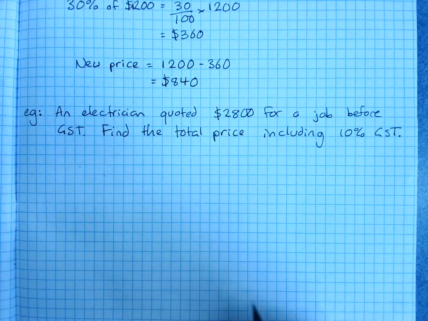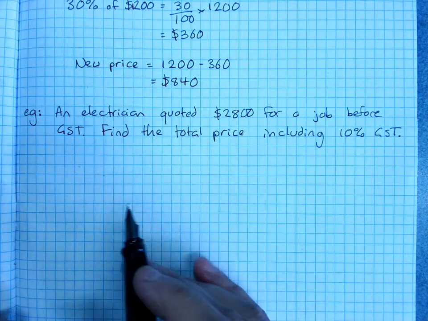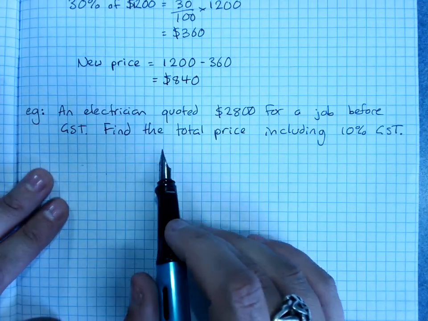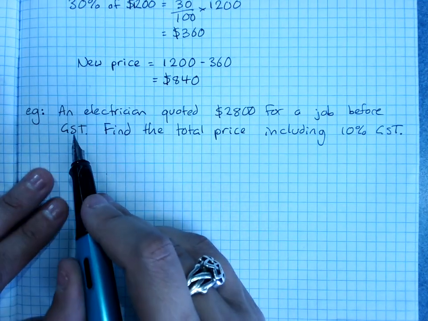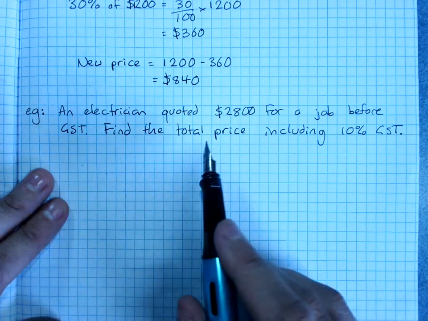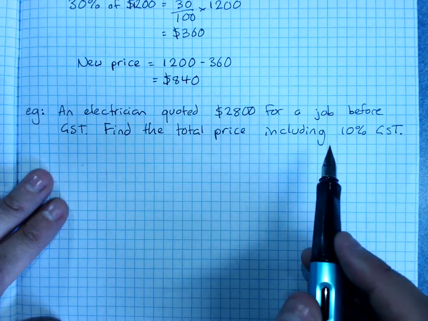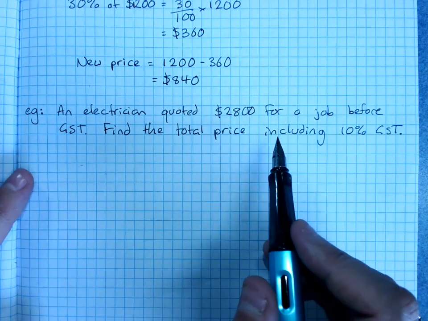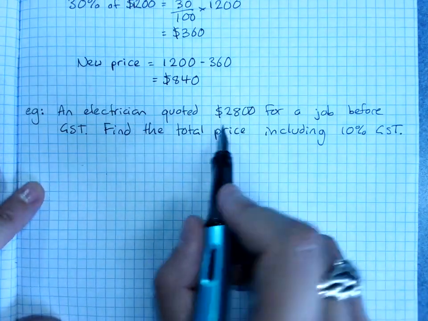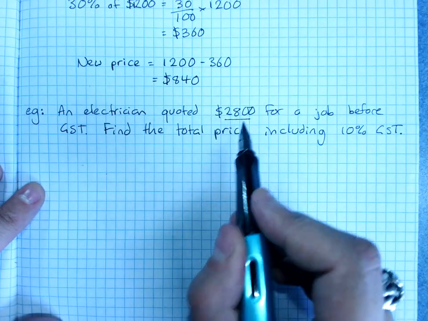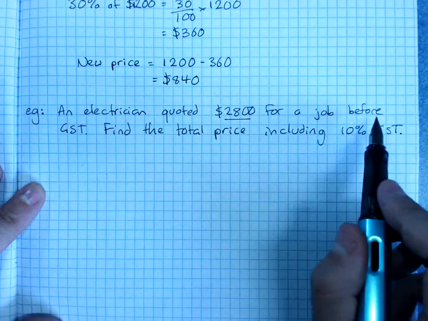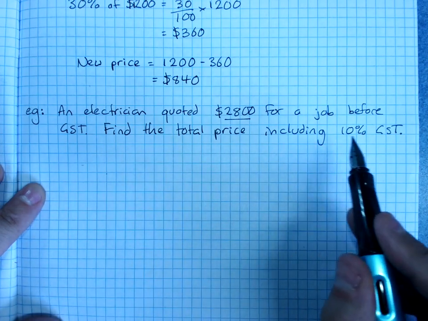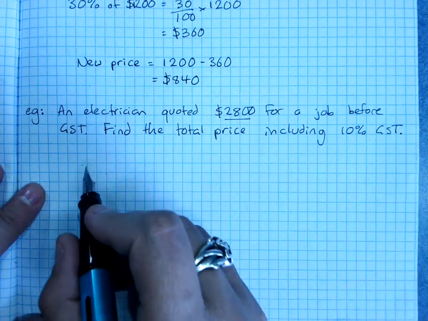Now, increasing by 10% is also very useful for GST, which is a goods and services tax, when on things you buy or services that people provide, an extra 10% is charged. That's GST, and they have to provide that to the government. So an electrician quoted $2,800 for a job before GST, so that's without GST added. Find the total price including 10% GST.